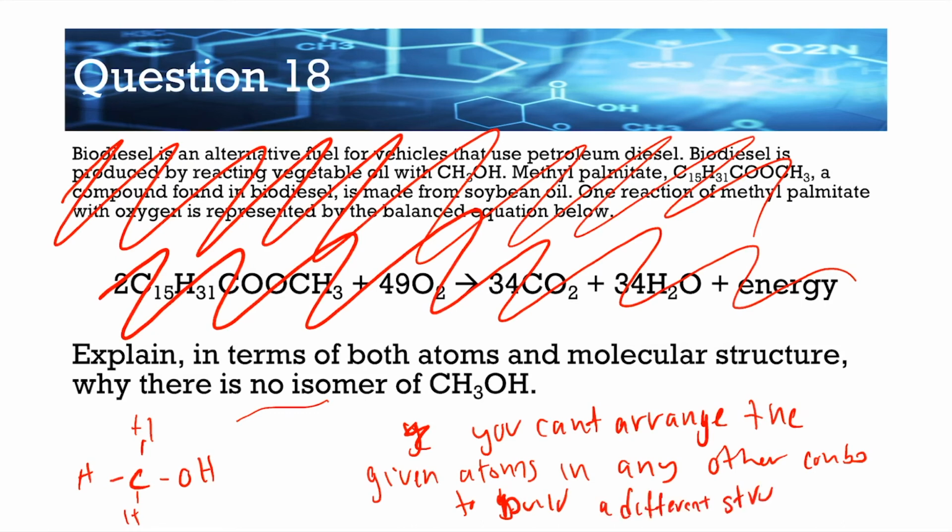So here's this is methanol. There's no other way you can really build this because every H can only make one bond. Carbon can make 4 bonds, and oxygen can make 2. So based on all that information, there's no way to arrange this any other way.